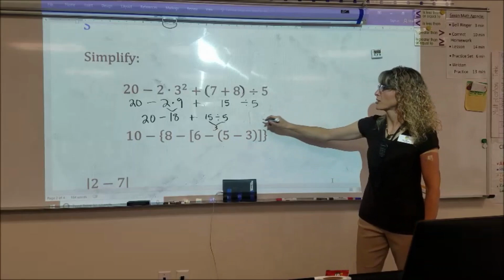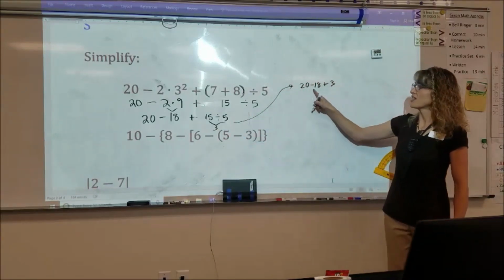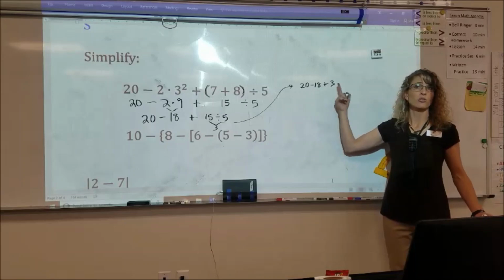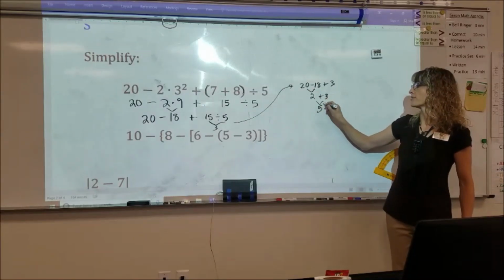So I'm out of room. I'm going to come up here. 20 minus 18 plus 3. Now since I just have addition and subtraction, I'm going to go left to right. So give me 2 plus my 3, and I get 5.